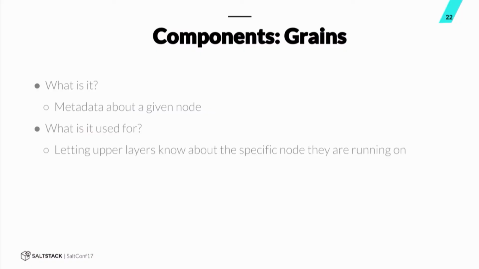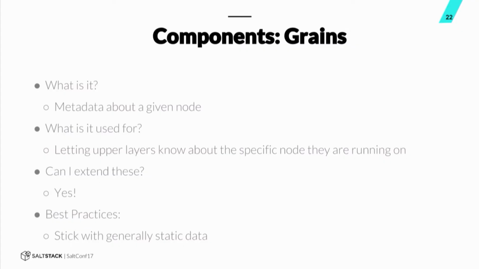They're primarily used for letting upper layers of the plugin system know things about this host. An easy to explain use case is the package module, for example. There are multiple implementations of the package module for Debian and Red Hat and Solaris and all the different systems, but something has to tell it which system it's on. So this is what we use the grains for.